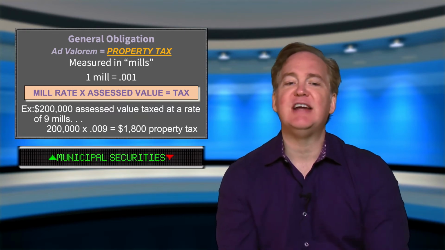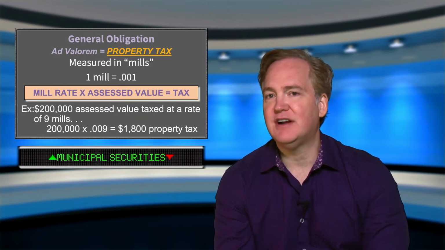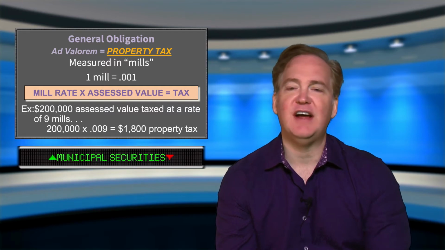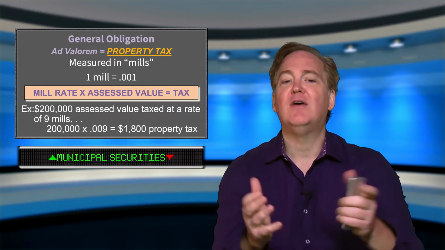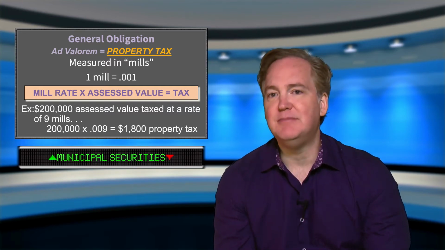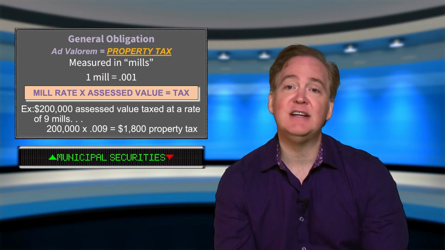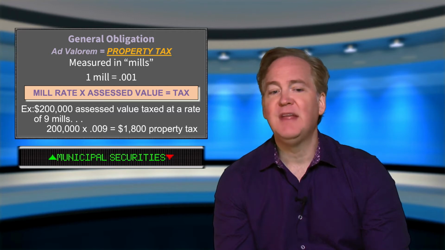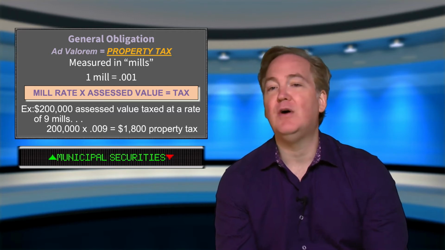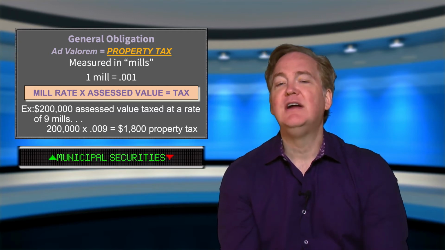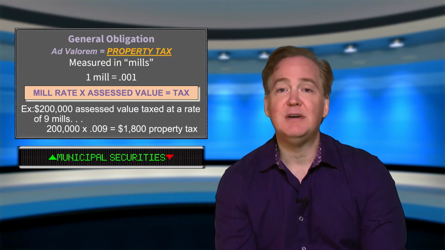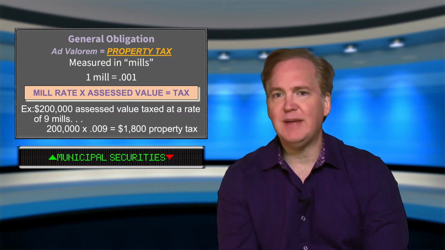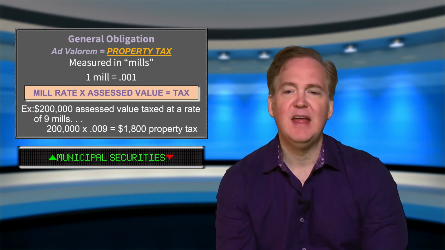So here we have an example. Someone has a $200,000 assessed value on their home. There are 9 mills. That is the mill rate for the property taxes. The mill rate times the assessed value, 200,000 times 0.009 equals an $1,800 property tax bill for that particular property.